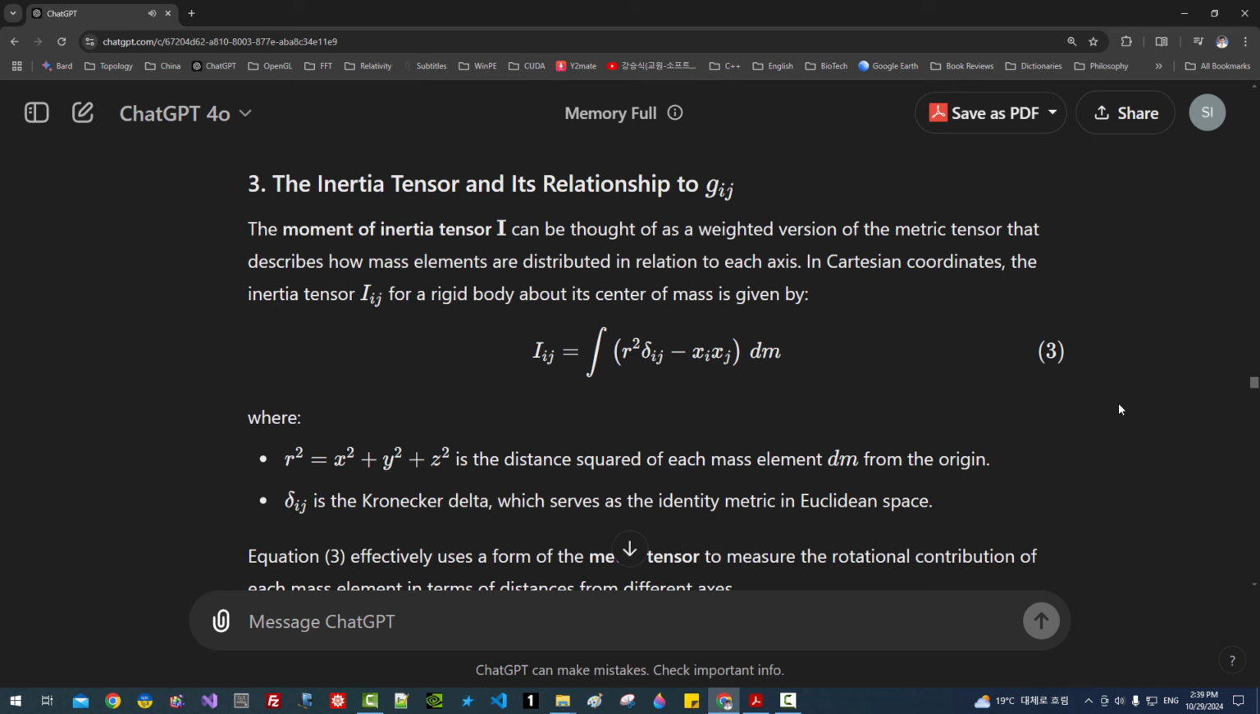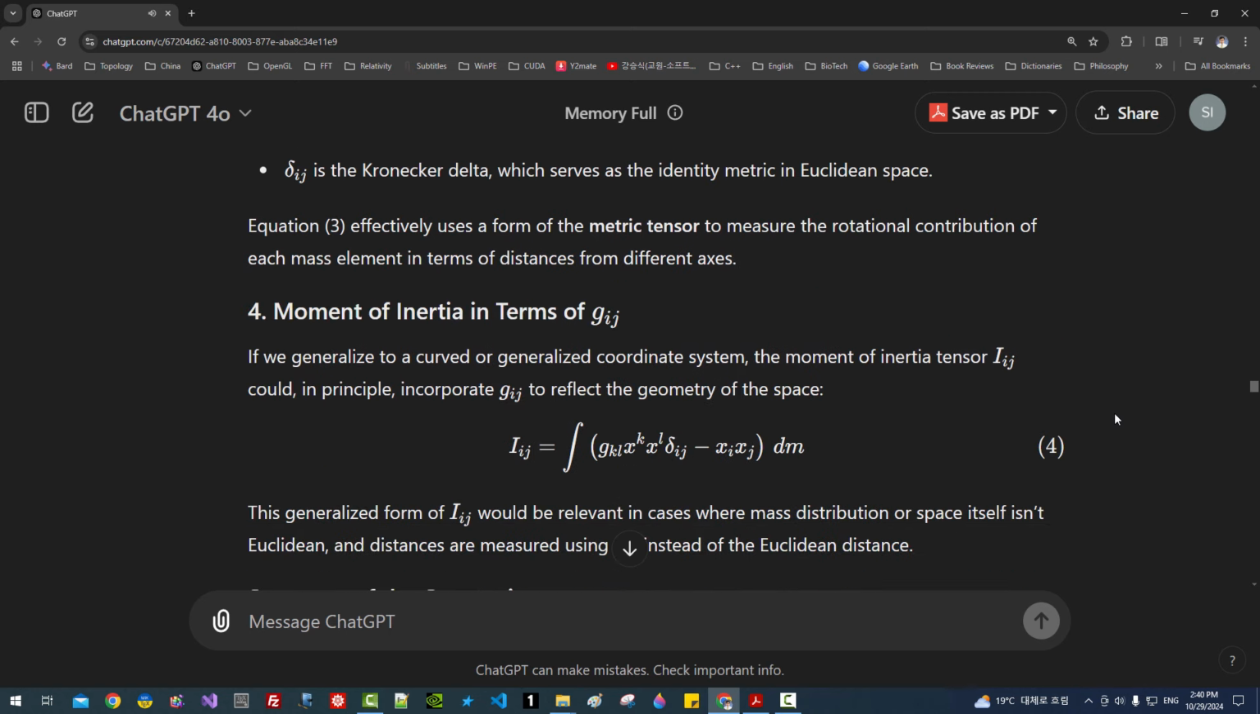3. The inertia tensor and its relationship to g_ij. The moment of inertia tensor can be thought of as a weighted version of the metric tensor that describes how mass elements are distributed in relation to each axis. In Cartesian coordinates, the inertia tensor I_ij for a rigid body about its center of mass is given by I_ij = ∫ (r^2 δ_ij − x_i x_j) dm, where r^2 = x^2 + y^2 + z^2 is the distance squared of each mass element, dm, from the origin. δ_ij is the Kronecker delta, which serves as the identity metric in Euclidean space. Equation 3 effectively uses a form of the metric tensor to measure the rotational contribution of each mass element in terms of distances from different axes.